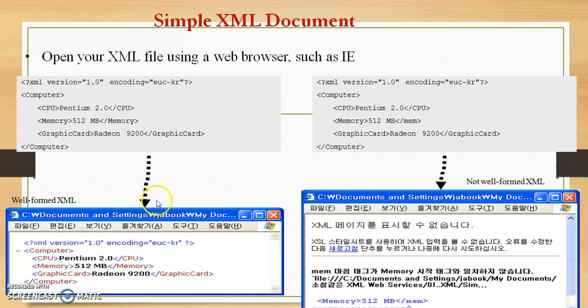So here comes the example. Look closely at the example. The first part satisfies the XML syntax rules, so it is called a well-formed XML. The second example, look closely at the memory tag, and the closing of the memory tag is not represented the same as the starting tag. So it is not a well-formed XML. We call this an invalid XML.